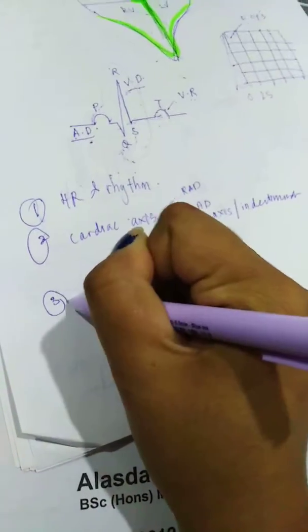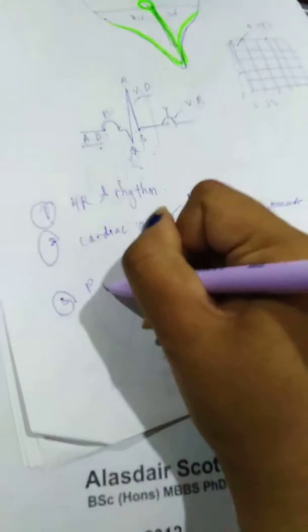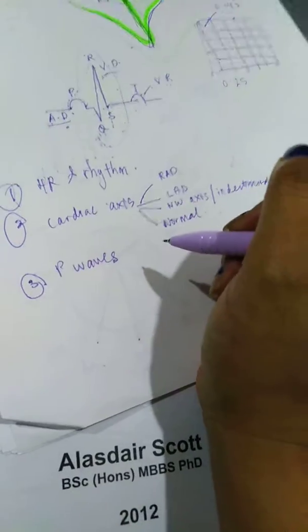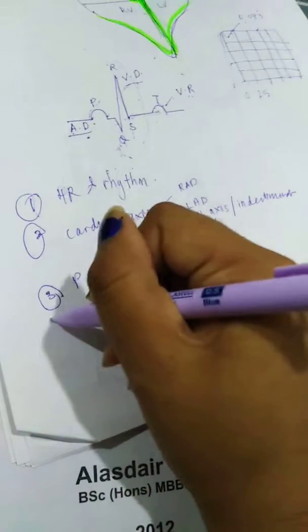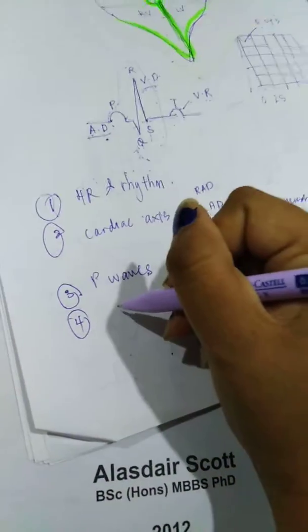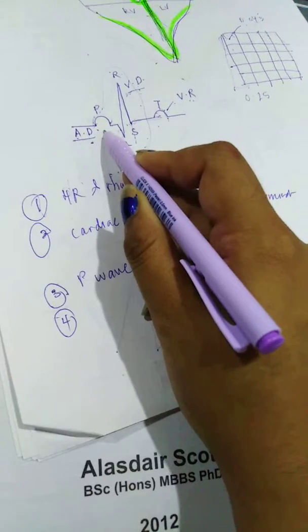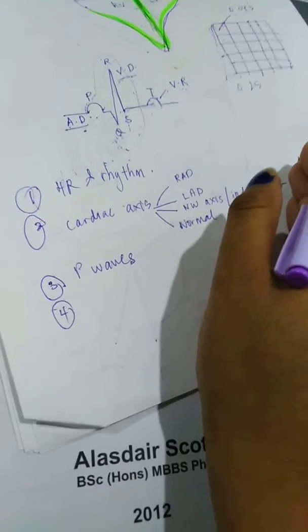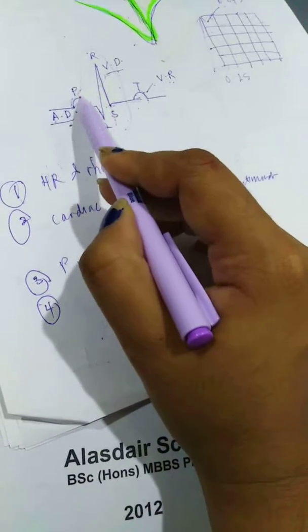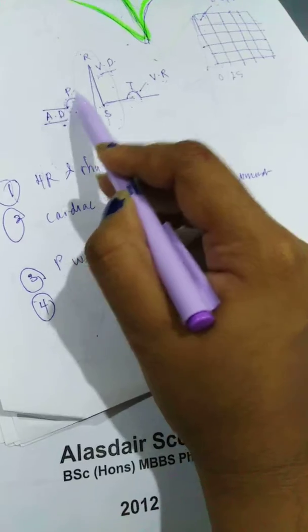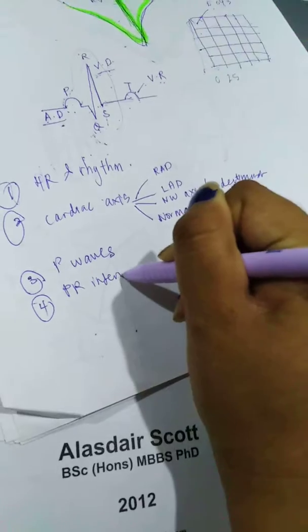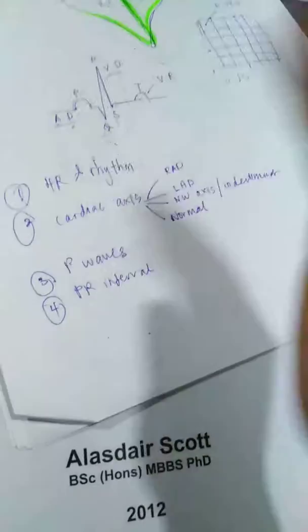Then step number 3 is where you check how your P waves look, whether they are absent or present, flattened or upright, or peaked. It literally shows the difference, all right? Then step number 4 is to check the interval. Once you've calculated the heart rate, checked the rhythm, checked the cardiac axis and looked at your P waves, then you look at your PR interval. Whether it is constant or prolonged makes a difference.